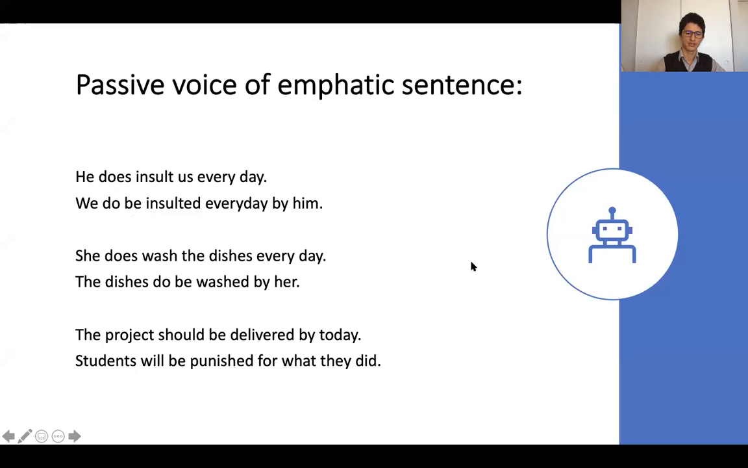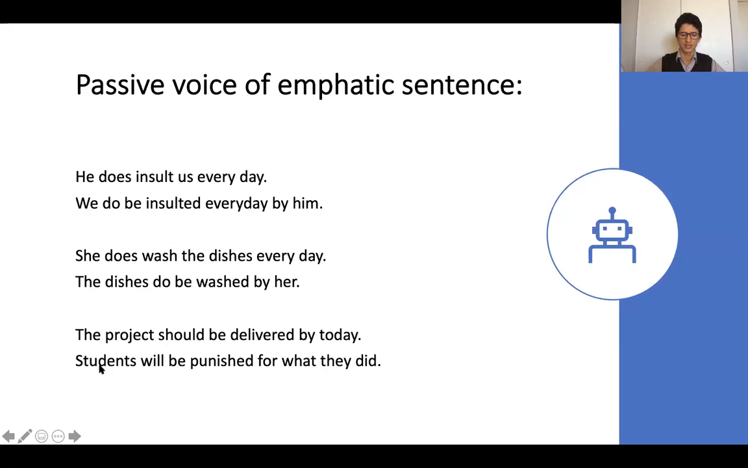Or this example, she does wash the dishes every day. And the passive voice of this example: the dishes do be washed by her. The dishes do be washed by her. So here we also put do as the emphatic word. The project should be delivered by today. This is only passive voice. The project should be delivered by today. So here we use should as a modal to show emphasis.